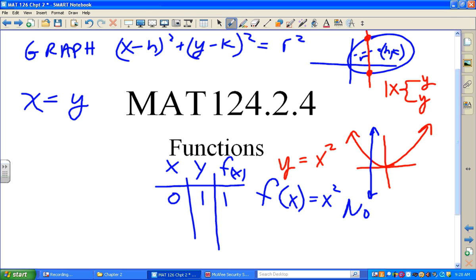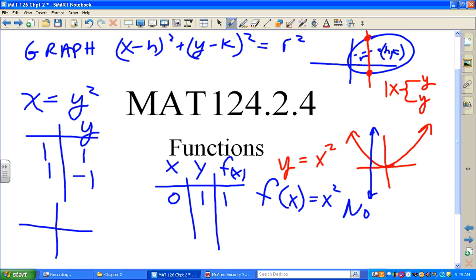x equals y squared. What variable am I using right now to generate my graph, x's or y's? Y's. If y equals 1, x equals 1. If y equals negative 1, what does x equal? 1. I have 1 x value for 2 y values. Is that a function? No. Is it a graph? Yeah, absolutely it's a graph. It looks like this. So it can be a graph, but it doesn't have to be a function.